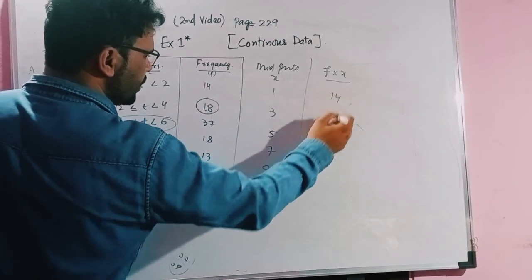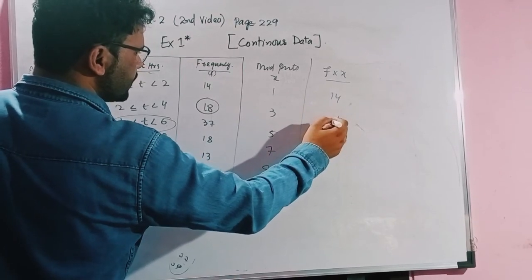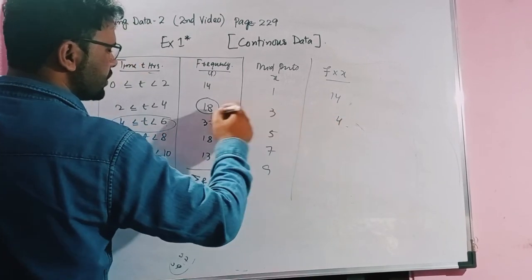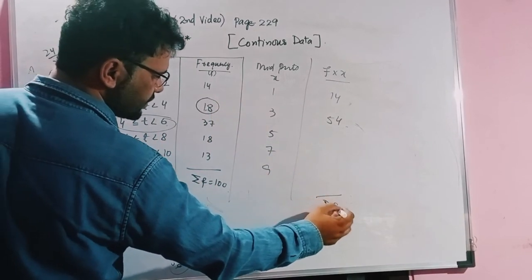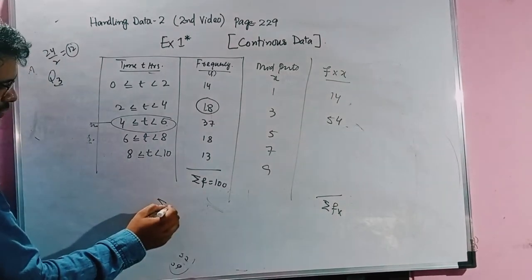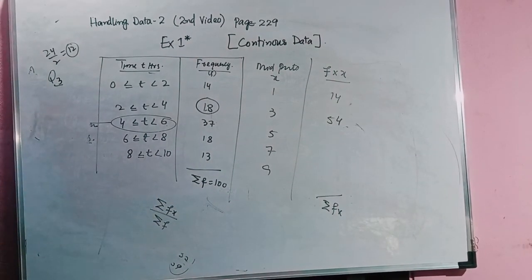That's 14. 3 into 8 is 24. 4 into 1 is 4. 18 into 3 is 54. Like that, you will find sigma fx here. Then mean will be equal to sigma fx divided by sigma f. This is the only question here. It's very easy to do this.